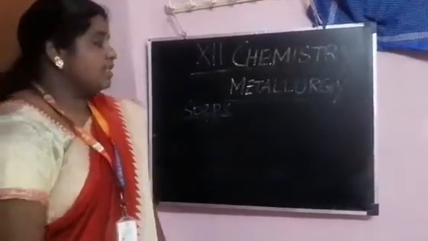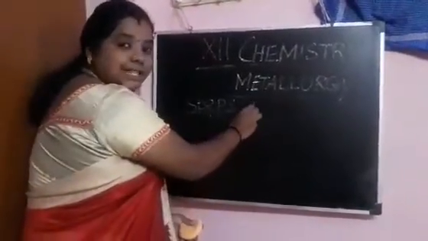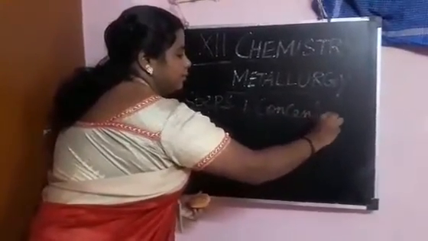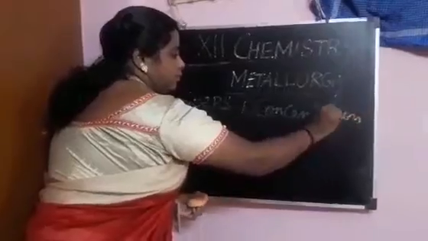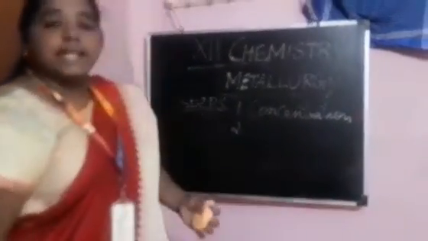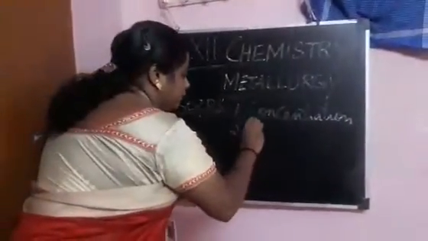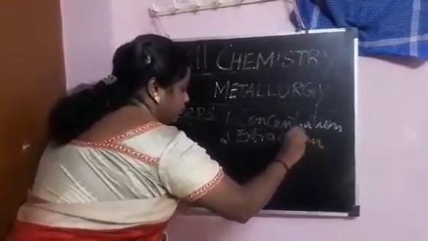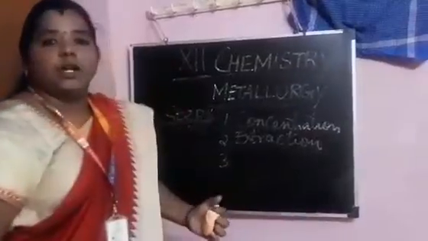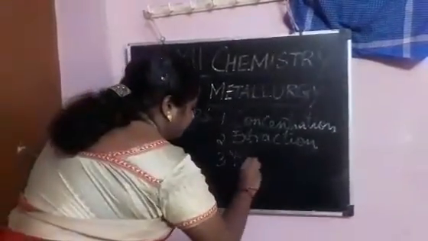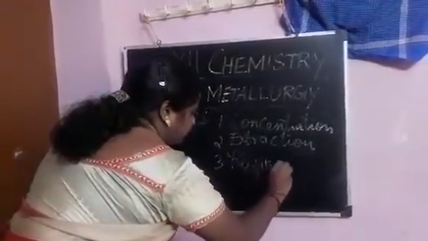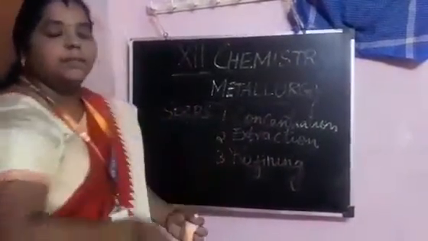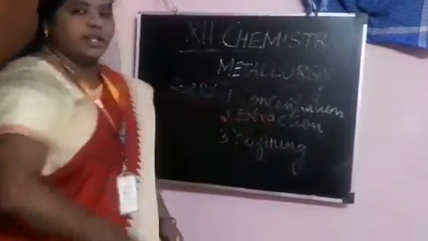The most important steps in metallurgy: there are 3 steps. First one is concentration. The second one is extraction. And the third one is refining. These are the 3 important steps in metallurgy.